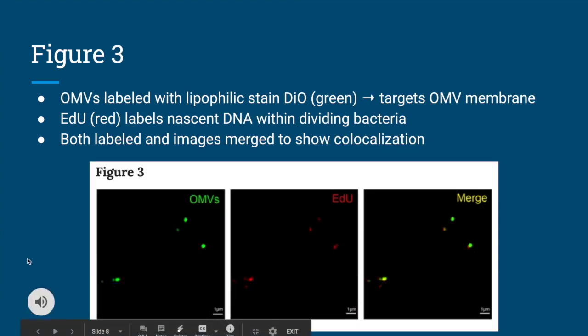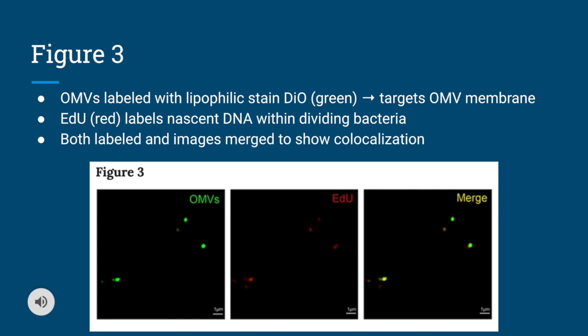The figure shows super-resolution microscopy of bacteria gathered during the mid-exponential phase of bacteria growth, a 4-hour incubation period. The figure on the left was tagged with a lipophilic stain that targeted outer membrane vesicles, resulting in the green color before you. The middle figure was an adapted click EDU assay that labels nascent DNA within dividing bacteria and produces a red color before you.